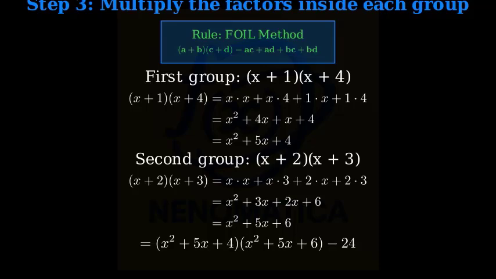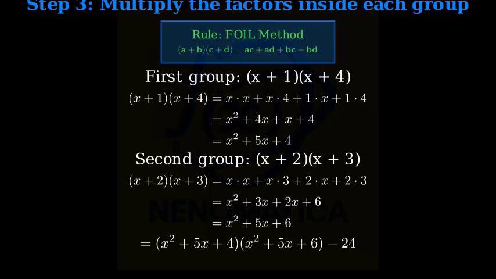Similarly, we'll multiply x plus 2 and x plus 3. x times x is x squared. x times 3 is 3x, 2 times x is 2x, and 2 times 3 is 6. So, (x+2)(x+3) equals x squared plus 5x plus 6.